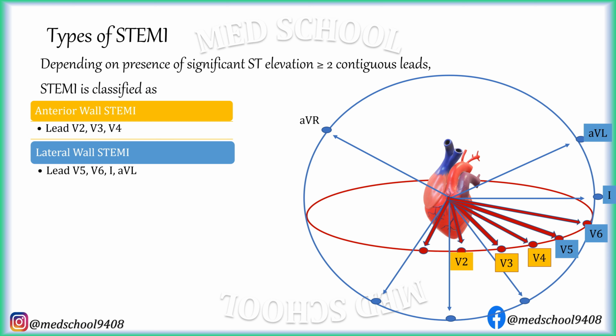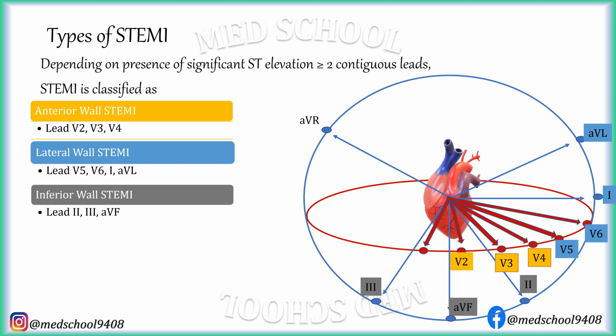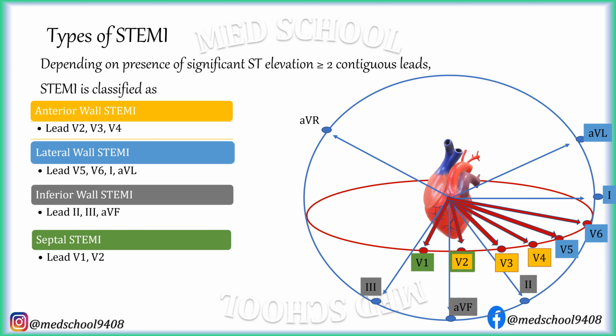Lateral wall STEMI, where ST elevation is seen in at least two leads out of lead V5, V6, 1 and AVL. Inferior wall STEMI, where ST elevation is seen in at least two leads out of lead 2, 3 and AVF. Septal STEMI is when ST elevation is seen in lead V1 and V2. Septal infarcts are usually present along with anterior wall STEMI. This entity is called anteroseptal STEMI.